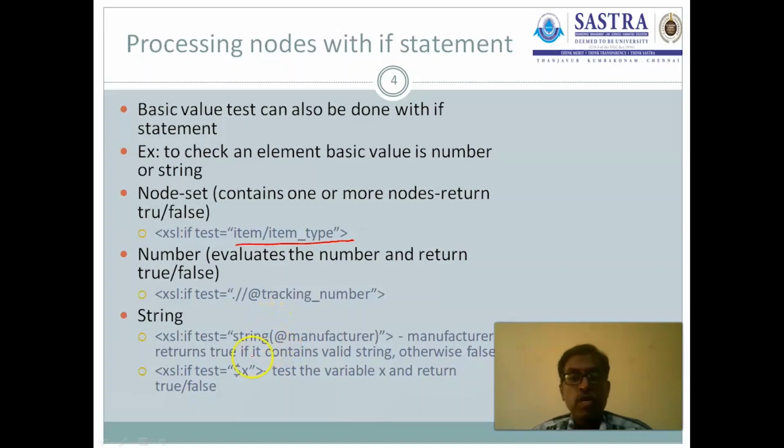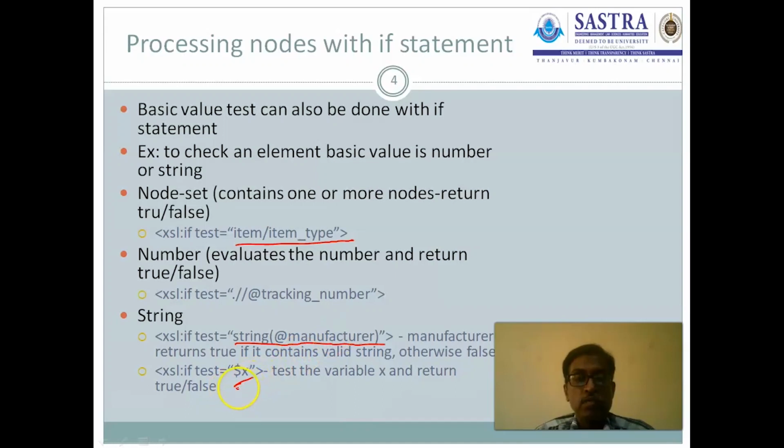And then we can check whether the attribute value is a string or not. We are able to check whether an attribute value is a proper, valid string or not by using string of @manufacturer. It returns the manufacturer value, like Toshiba, which we have already used. It returns that manufacturer value, and then that will be checked for a valid string or not. If it contains a valid string, then it returns true, otherwise it returns false.